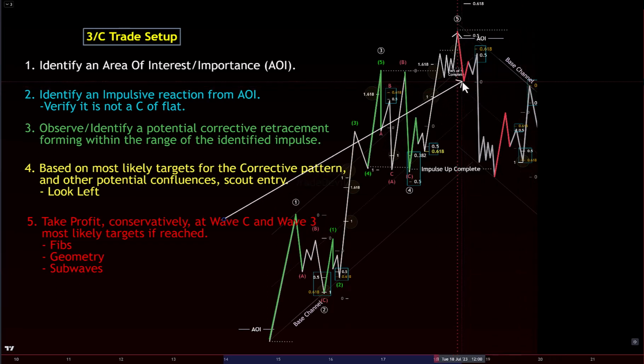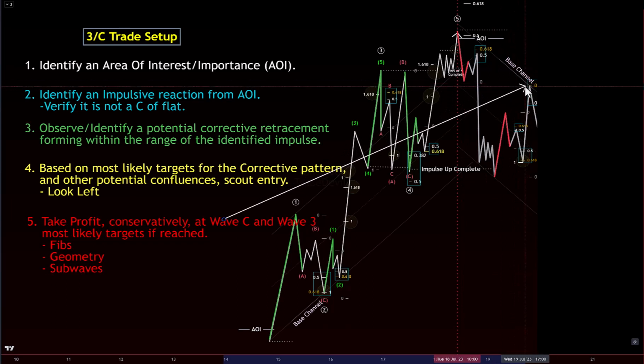We have some resistance here potentially. We got algos. We have the most likely target for a wave B or 2. Everything looks good. All right. There's a potential for the C wave to come in. We're going to move a little more to the right here.